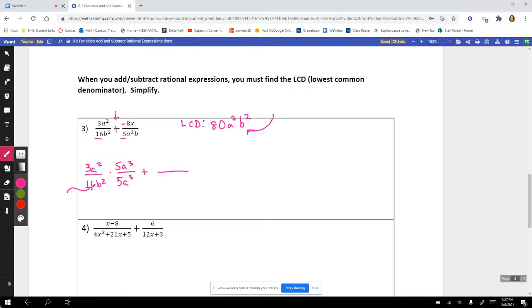And I'll do the same thing with my other fraction. Don't forget about that negative. And in this case, I need 16b. So I'm going to work with that top and bottom.